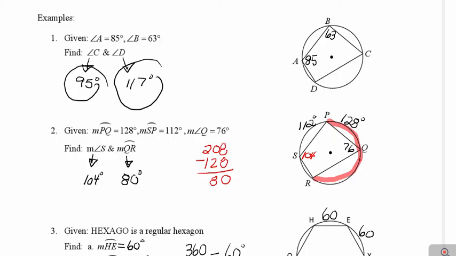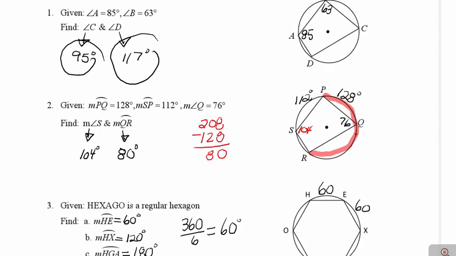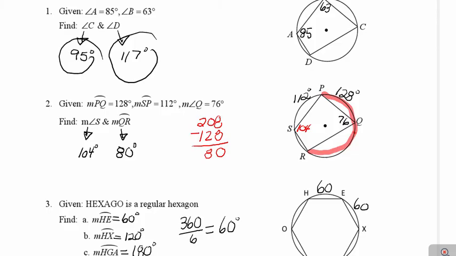Hopefully that was an easy one for you. In example 2, it asks us to find the measure of angle S and the measure of arc QR. So I could find the measure of angle S the same way because I know that S and Q are opposite angles. So subtract 180 minus 76, and that's how I got 104 degrees as the measure of angle S.